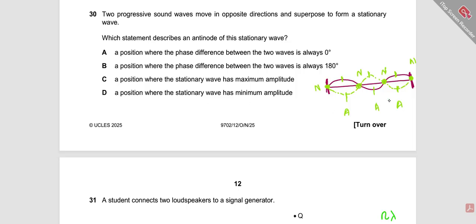Now read these statements. How can we describe the antinode of a stationary wave? A position where the phase difference between the two waves is 0 degrees, a position where the phase difference between the two waves is 180 degrees. It has nothing to do with the phase, right? A position where the stationary wave has maximum amplitude, or a position where the stationary wave has minimum amplitude. Maximum amplitude. Had they mentioned node instead of antinode, then option D would have been correct.